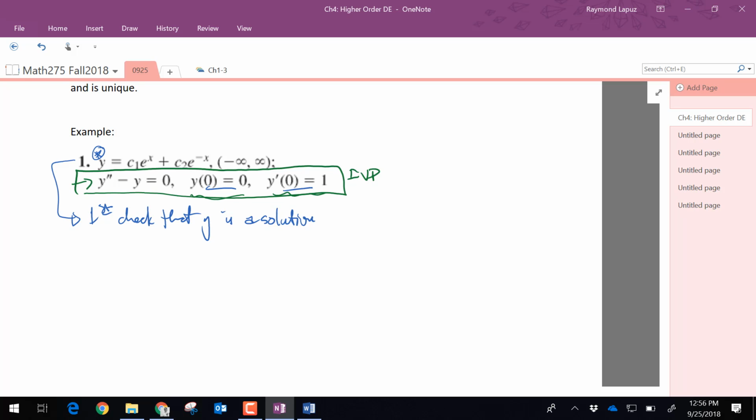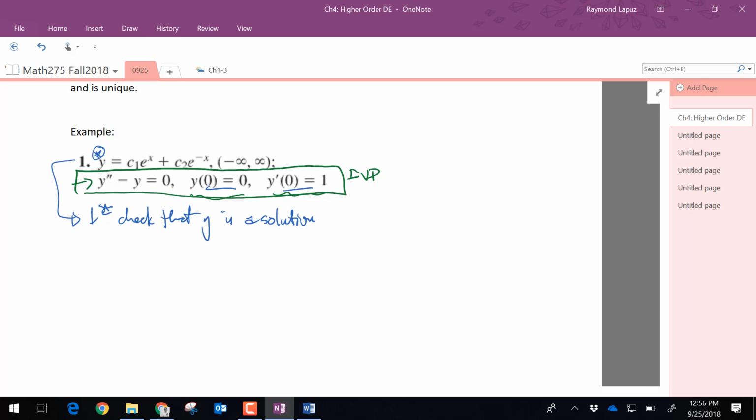It's more together. We're finding it together. So it's not like one first and then the other. We're actually going to try to solve for C1 and C2 at the same time. But before we do that, I want to make sure that this is in fact a solution. And so what we're going to do is a check just to see that this works.